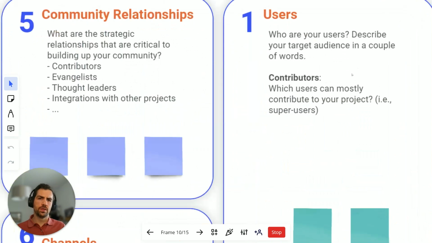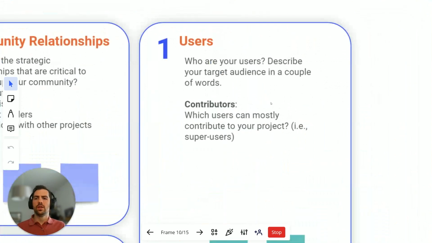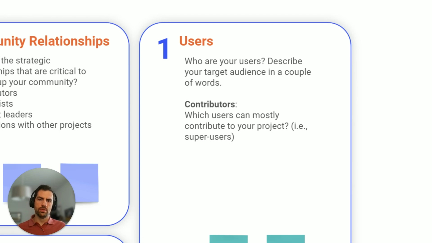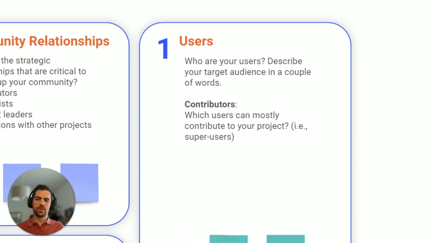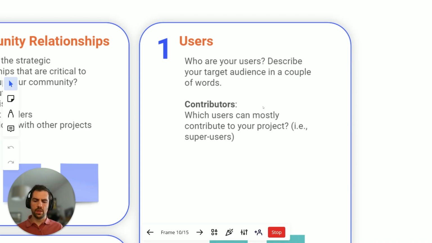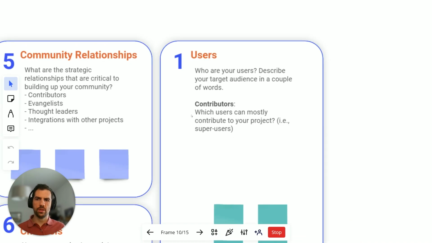So the first section is the users. Equally as we were doing in the value proposition, you can bring that information from there. We need to describe who we are targeting. The interesting factor to consider here is also to understand who among these users can be a contributor. So someone that can potentially align with us and contribute to the project.